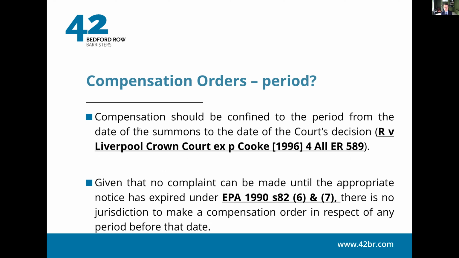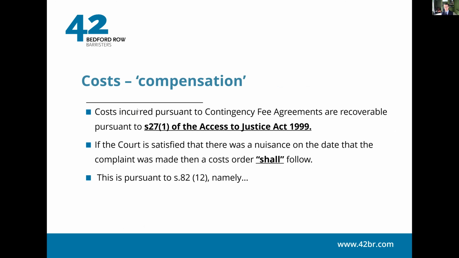And a couple of other points dealing with the question of period, in other words, how long are we looking at when it comes to these compensation orders? They are confined to the period from the date of the summons to the date of the court's decision. And referring back to the abatement notices that emanate out of section 82, subsection 6, no complaint can be made until that notice is expired. So really it becomes a matter of jurisdiction. There is no jurisdiction to make a compensation order in respect of any period before that date.